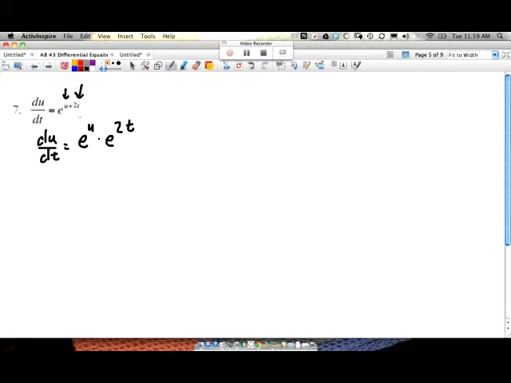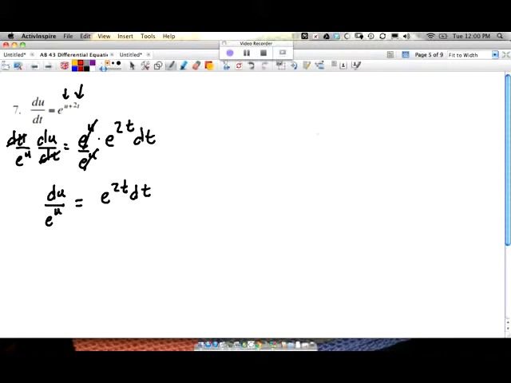Well, that's convenient for us, because now I could move this e to the u to the other side by dividing both sides, and I could multiply dt to both sides. So the e to the u's are gone from one side, and the dt's are gone. That gives me du over e to the u equals, on the other side, e to the 2t dt.